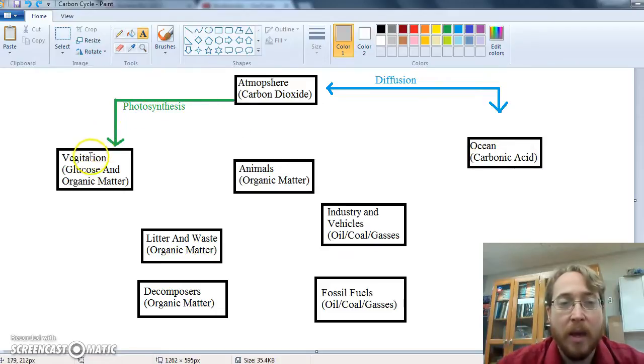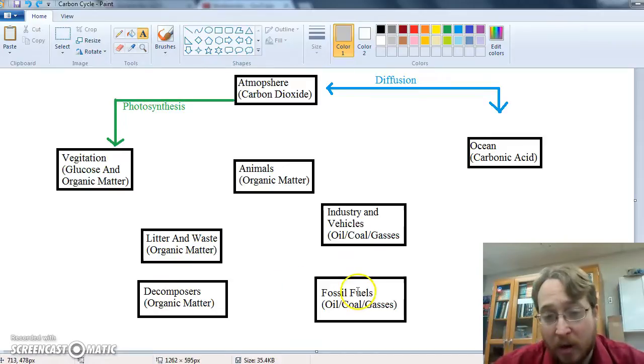We can find it in vegetation or plants, and when it's there, it's turned into glucose and then used to make organic matter, which is the body of the living thing. We can find it in animals, and it's also organic matter. And litter and waste, these would be like dead animal parts on the forest floor, or waste that animals or plants get rid of, and that's also organic matter. And we have decomposers, bacteria, worms, and fungus, which also have their carbon in organic matter.